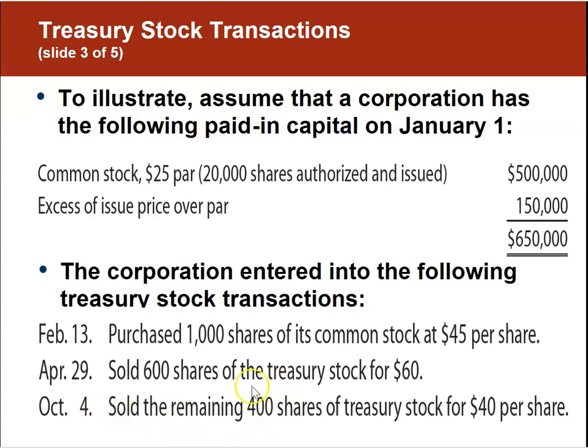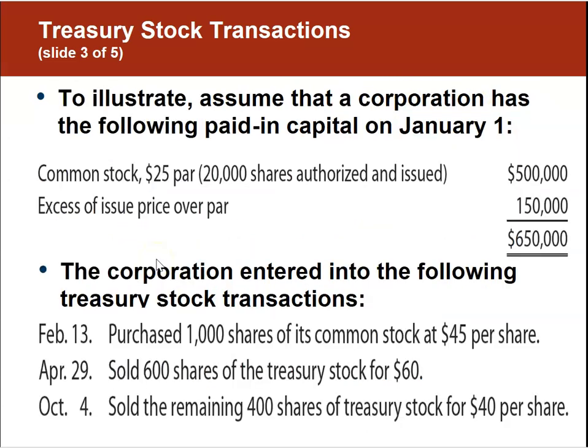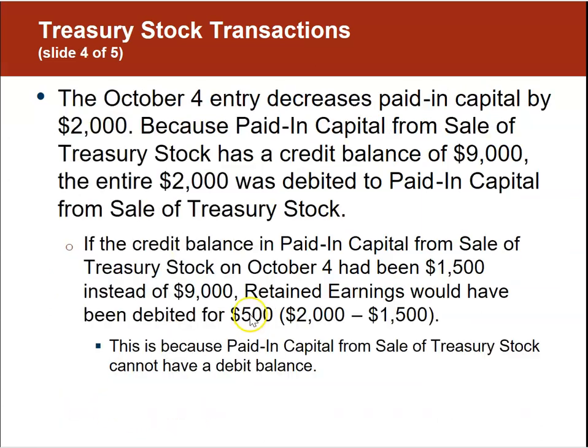October the 4th, we sold the remaining 400 for $5 less. This is not a loss. Let's see how we do this. The October 4th entry decreases paid-in capital by $2,000. Let's take a look at that. This one right here. Okay.